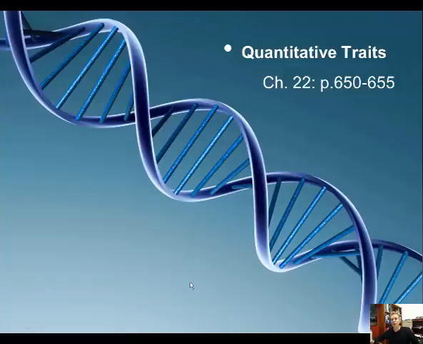Hi everyone, this is lecture 32, Quantitative Traits. So far we've talked about Mendelian inheritance, for example, complete dominance, complete recessive, incomplete dominance, codominance, lethal alleles. But most traits, as you probably realize, are more complex, and they don't have simple ratios like Mendel found. So we're going to start talking about some of the more complex kinds of ratios that you would see in real life. This material comes from chapter 22, page 650 to 655.